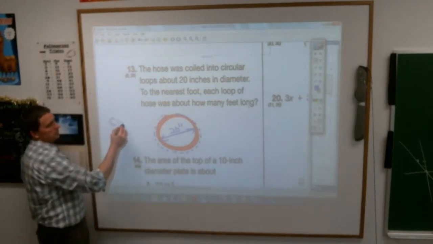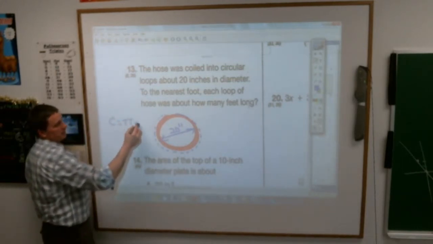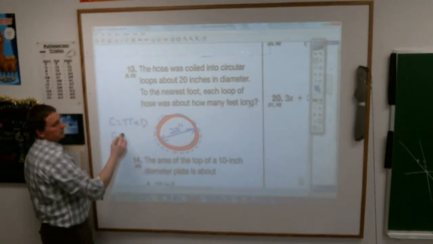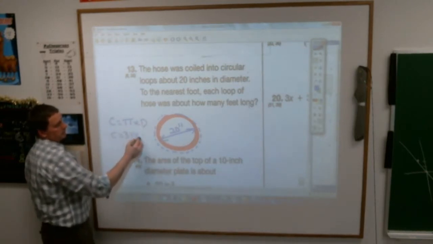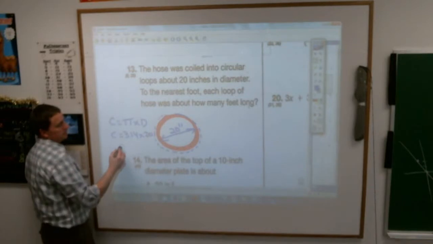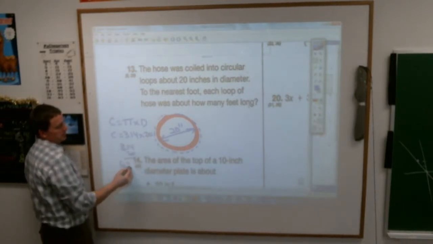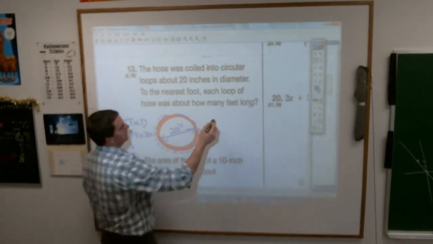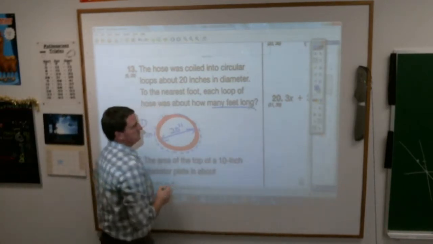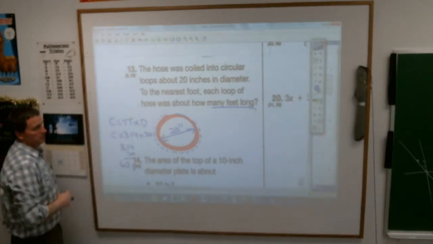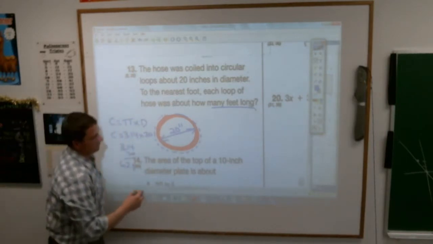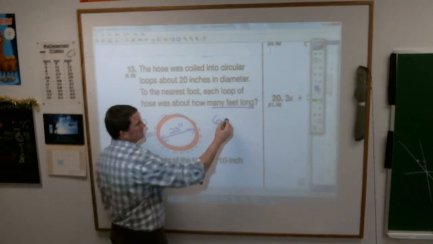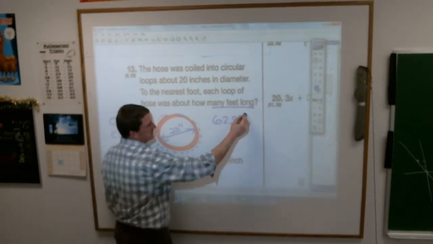And circumference is pi times diameter. The circumference equals 3.14 times 20. 3.14 times 20 is 62.8, I believe. Is that the answer? Oh wait. Here's the issue, and this is where you have to make sure you read the problem and put that down in your notes. The answer is 62.8 inches.